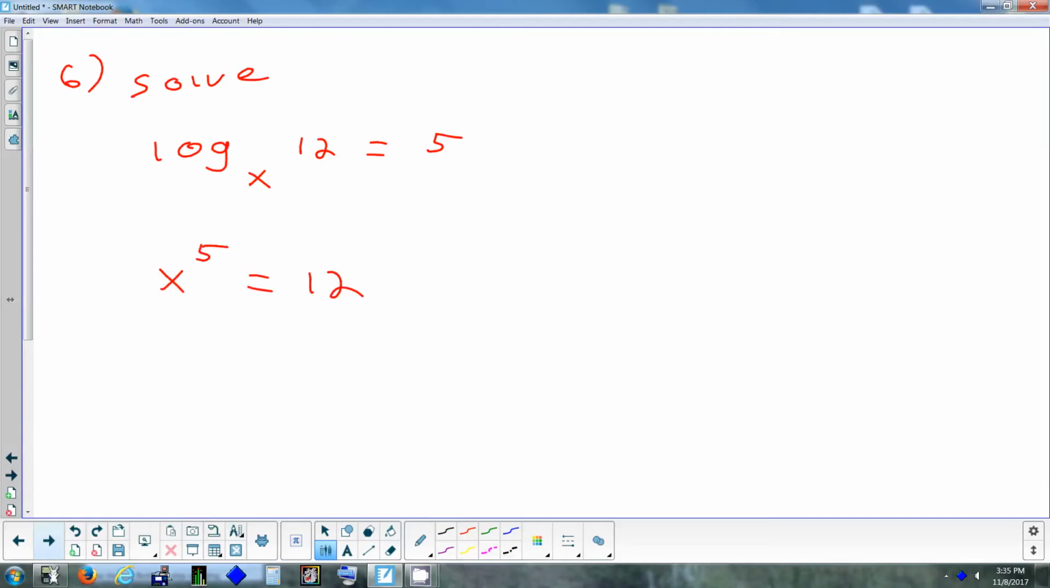Do both sides to the 5th root. Yeah, take the 5th root of both sides. The 5th root, 5th power cancels out. And now we just have to type that in.